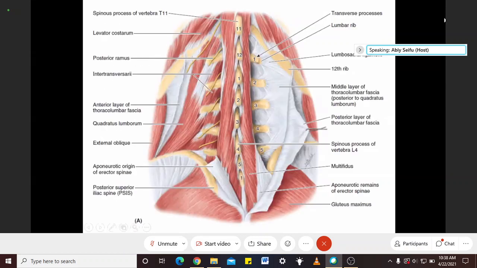You see, this one is the multifidus, which is well developed in the lumbar regions. This one is the iliac crest. So this is the posterior view of the back. See, this is the spinous process of the vertebrae, and lateral to it there are the multifidus muscles, which are well developed in these regions.